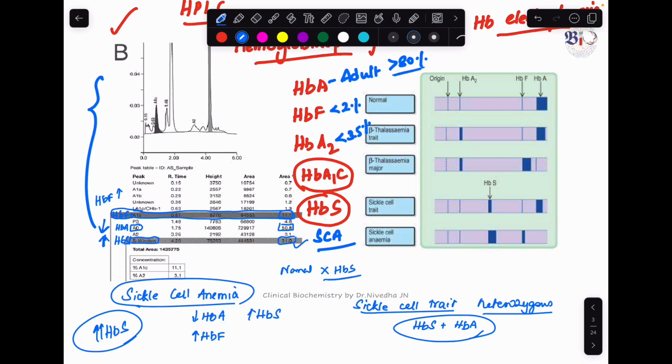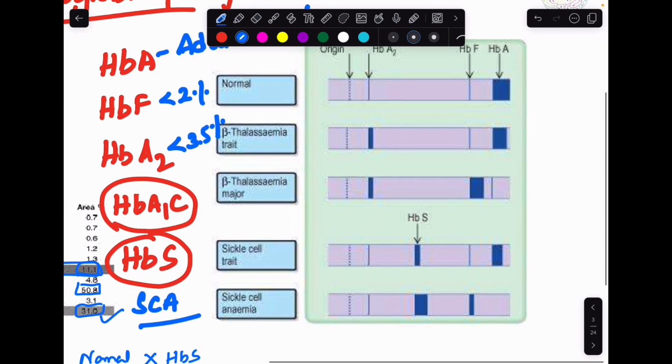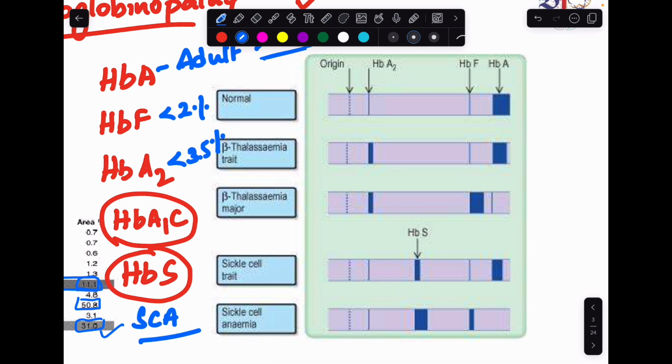Understood? So if you can see this electrophoresis picture, normally what do you find? This is the origin of application of the sample, and the HbA fraction has run so far to the end of the slide. So you find HbA forming a band at the end of the slide, and closer to it you find HbF. Alright, and then you have a minor HbA2 fraction. So this is a normal hemoglobin electrophoretic pattern.